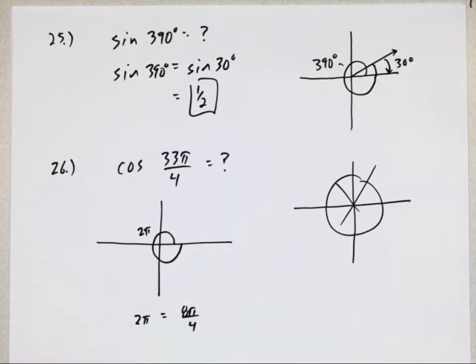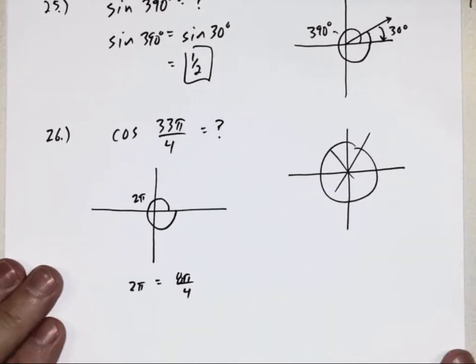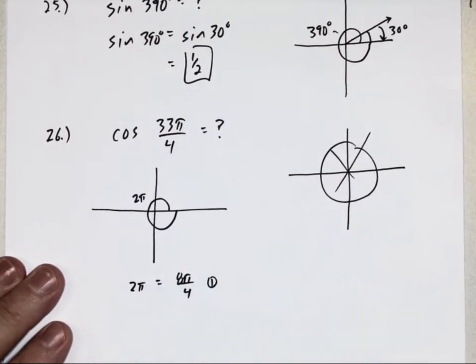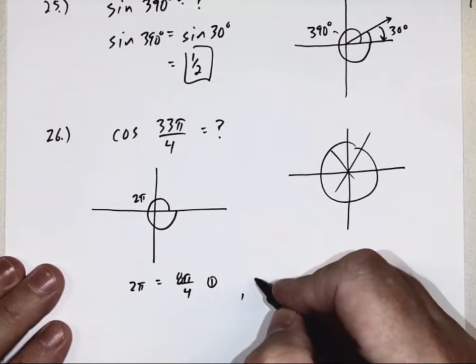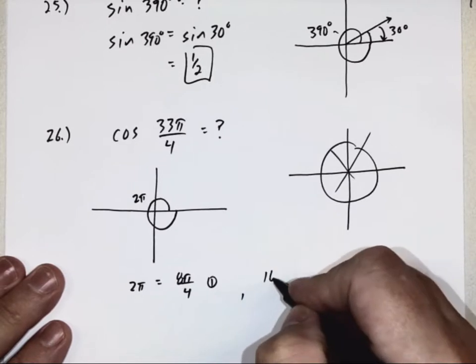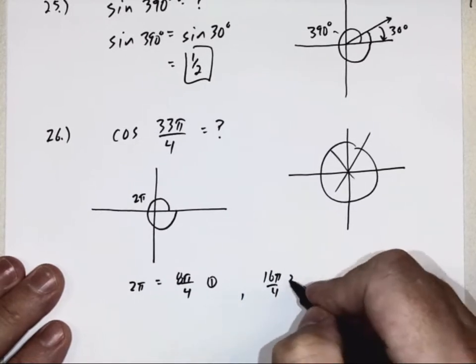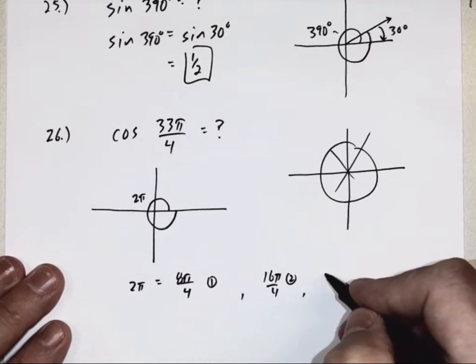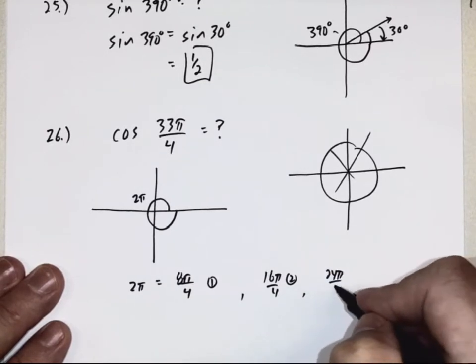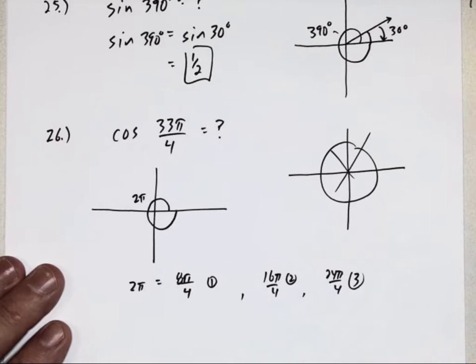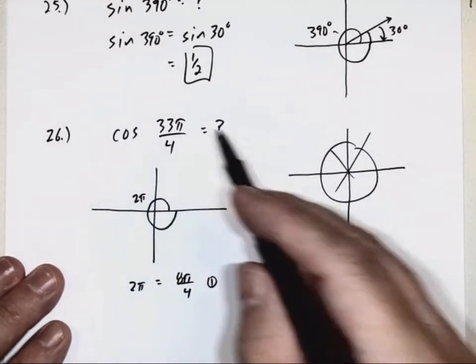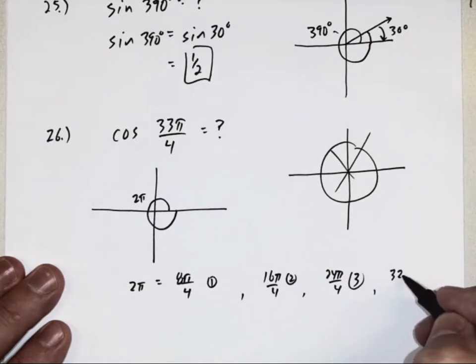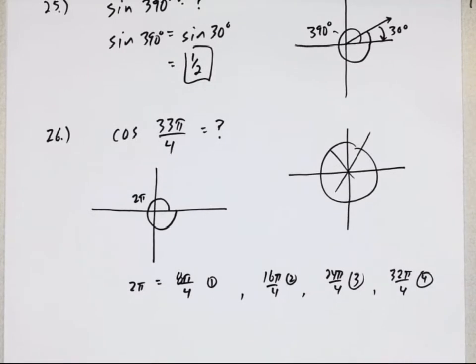Actually, 8 pi over 4. So the first trip around the unit circle, I can think to myself, I go 8 pi over 4. But then the second trip, I go 8 pi over 4 more, which means I've gone 16 pi over 4. If I go a third time around, I'm up to 24 pi over 4. And now I'm trying to get to 33, so one more trip around, and I get to 32 pi over 4.